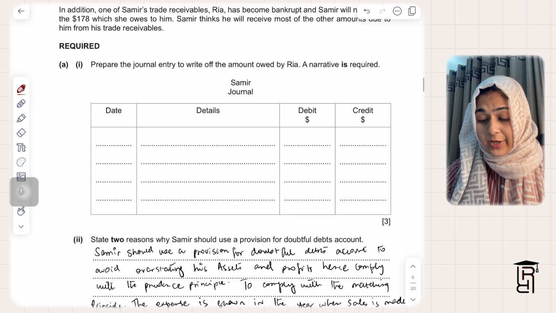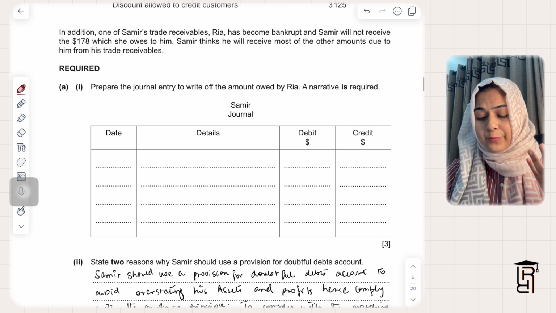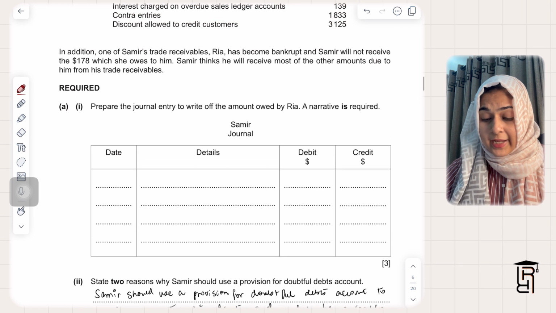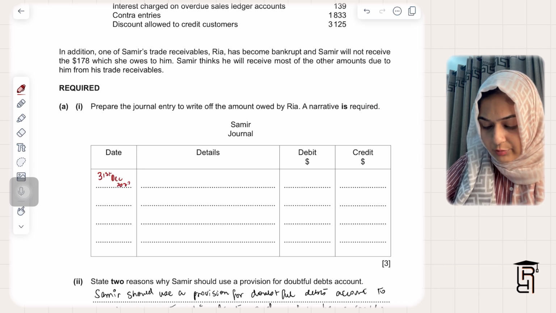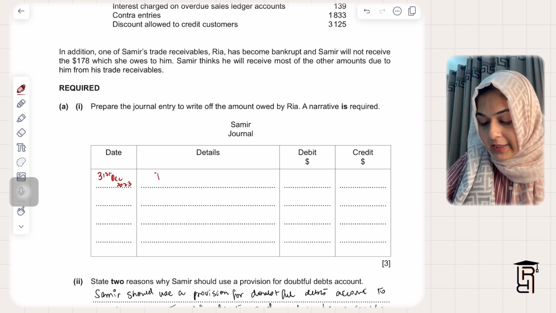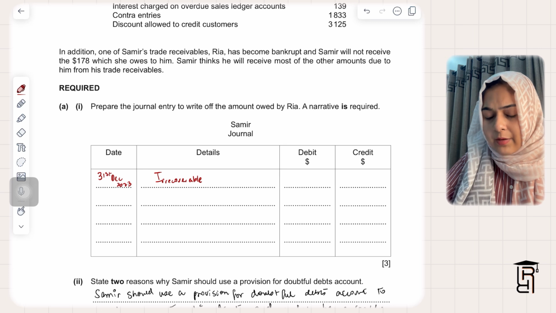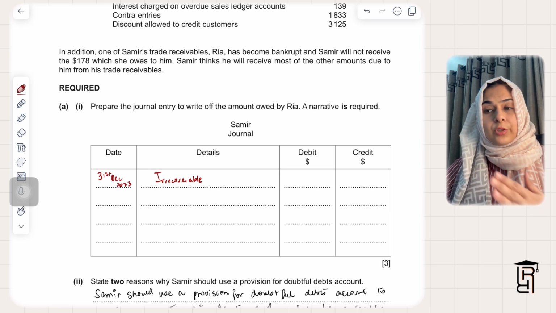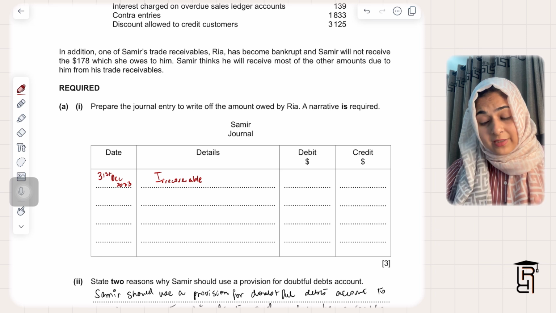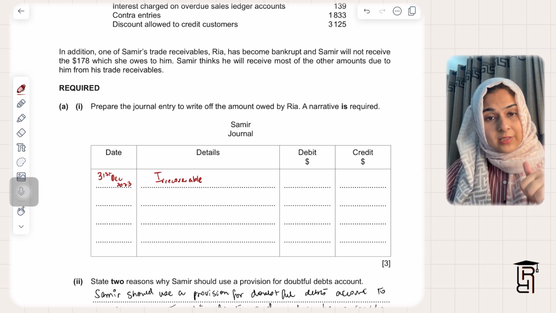A narrative is required. So when you basically record irrecoverable debt, in this case, this is going to be an irrecoverable debt. So I'll write here 31st December 2023. I will write here irrecoverable debts account debit, because obviously the amount that Ria owed us, we are going to write it off, and we are going to write it off as a business expense, and this is going to reduce the business profit.